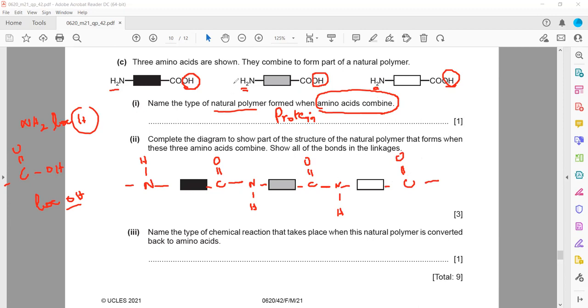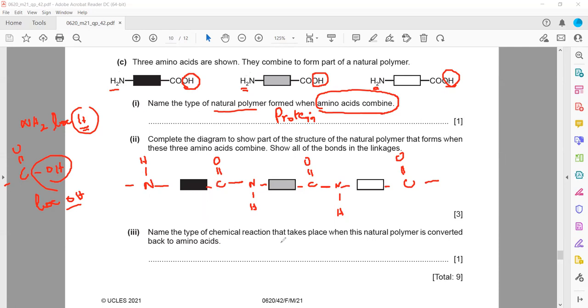So this is how a condensation polymer is formed when amino acids react with each other. So amines will always lose their H during polymerization, and carboxylic acids will lose their OH. So we remove H from one and we remove OH from the other, and we link them together.